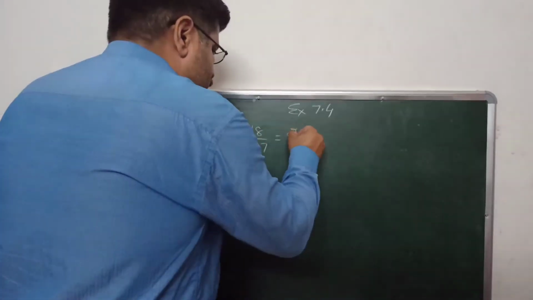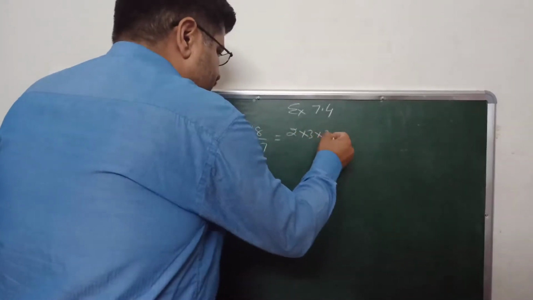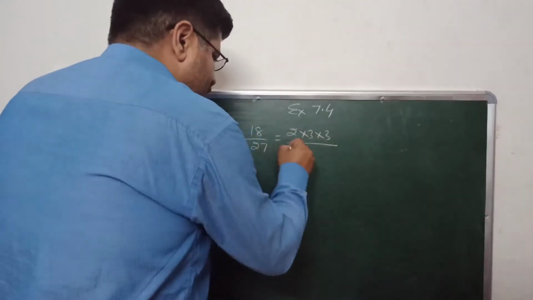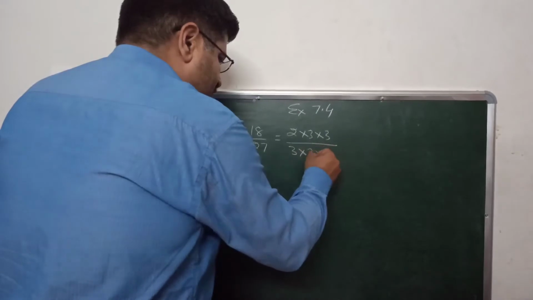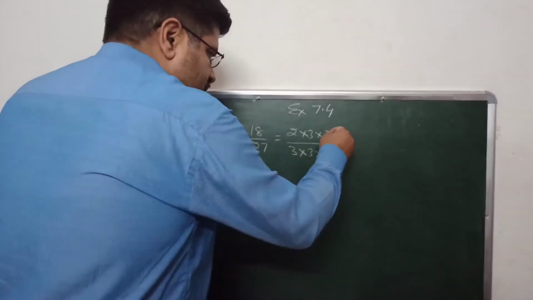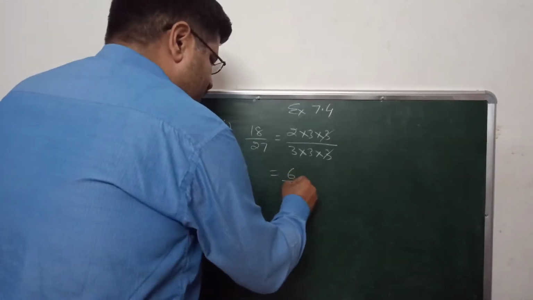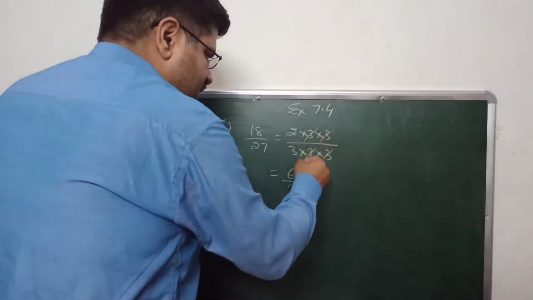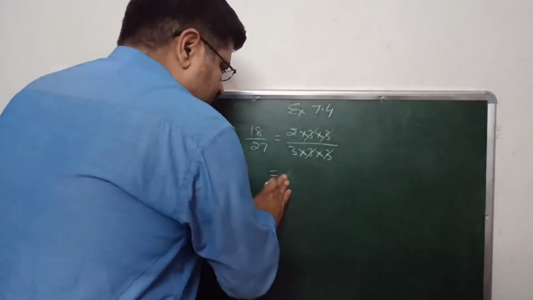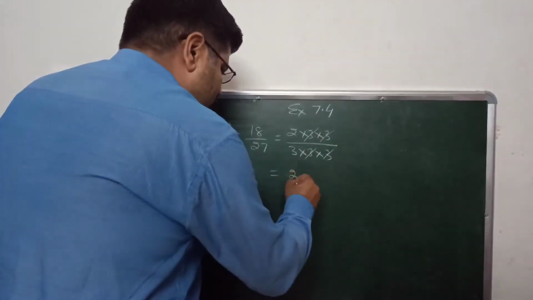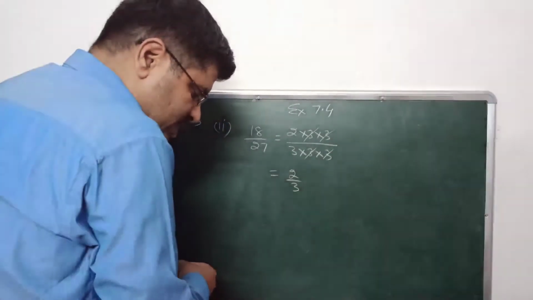18 factors are 2 into 3 into 3. 3 3s are 9, 2 9s are 18. And that of 27 are 3 3s are 9, 3 9s are 27. Now 3 and 3 will cancel, and this 3 and 3 can also be cancelled out. So we will get 2 by 3. Now 2 by 3 is the lowest form.